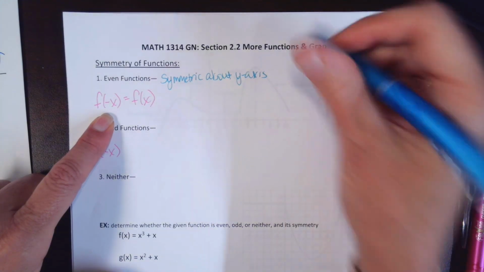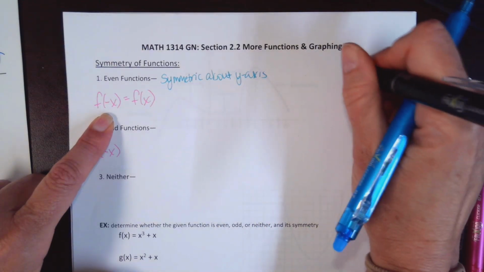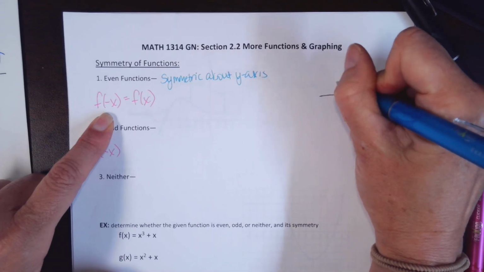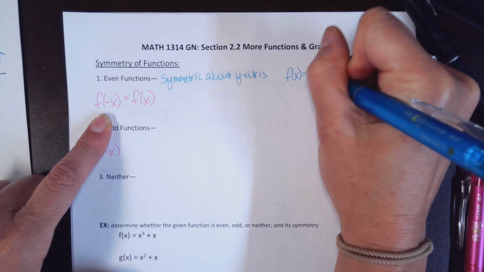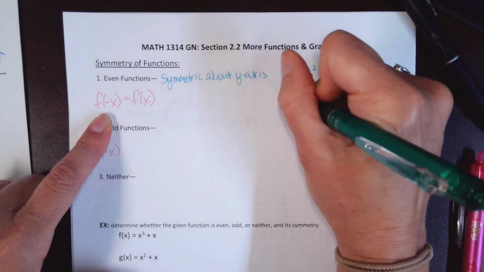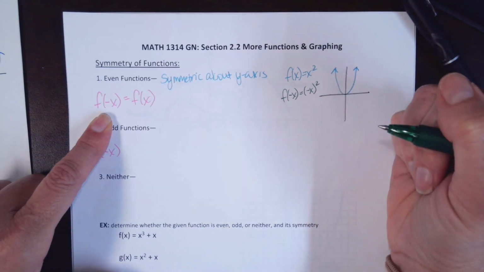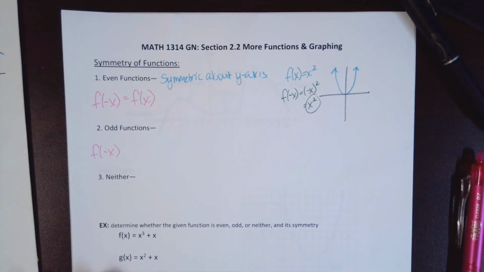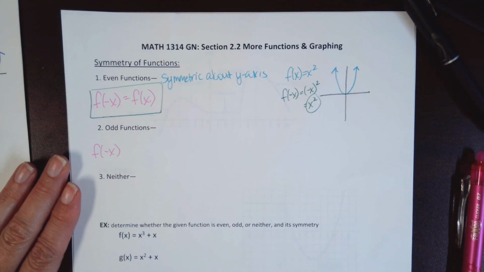One of our examples from our previous page with the parent functions is our parent quadratic function, f of x equals x squared, because if I plug in that negative x and I square a negative x, negative times a negative is a positive, nothing changes. So that's an example of an even function.